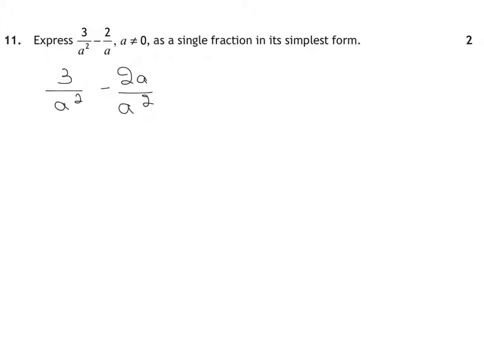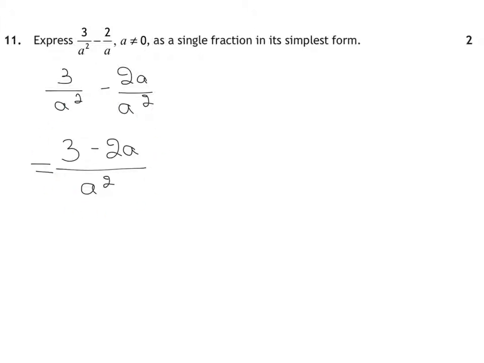Okay, so what have I done? I've taken this 2 over a, and I have multiplied top and bottom by a. So my bottom now matches, I've got a squared. Whatever you do to the bottom, you have to do to the top. So I've multiplied 2 by a to get 2a. Putting this all together now, I get 3 minus 2a all over a squared. Leave it alone. Don't do anything else with it. Sorry, forgot to put my equal sign in. So that's that one done.